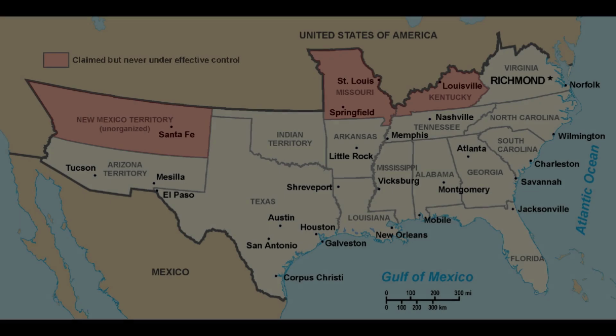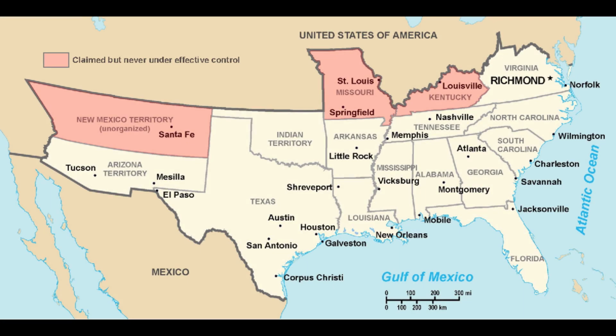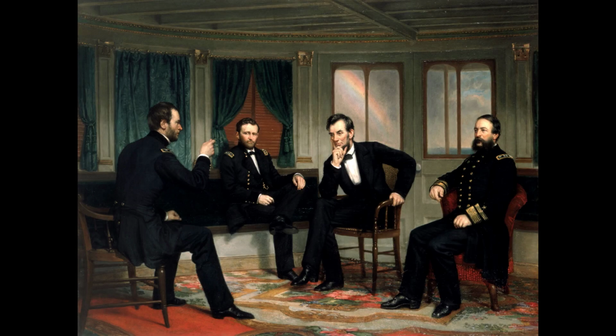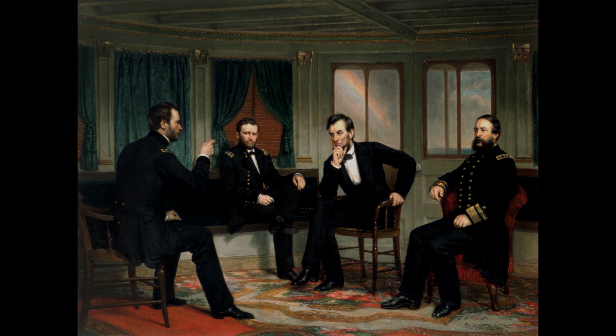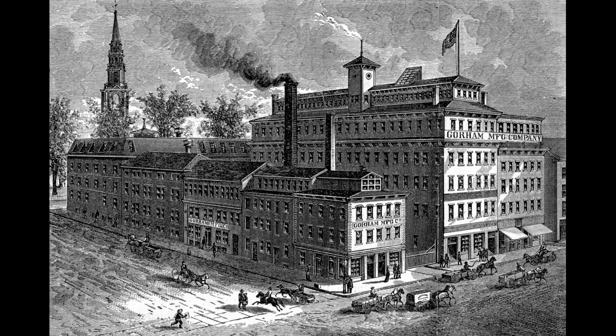11 states joined the Confederacy: South Carolina, Mississippi, Florida, Alabama, Georgia, Louisiana, Texas, Virginia, Arkansas, Tennessee, and North Carolina. However, their secession posed a severe threat to the northern economy. Without the South's cotton trade, the industrial North risked economic collapse. Contrary to popular belief, the North's primary concern was not slavery, but the economic consequences of secession.